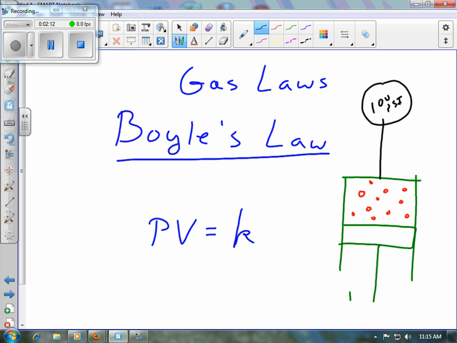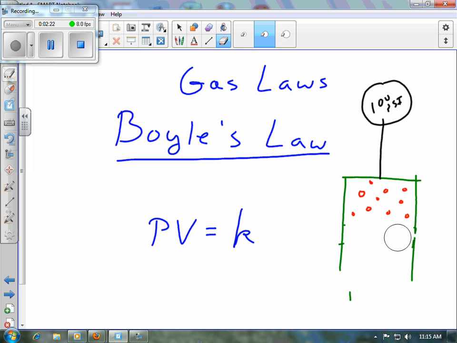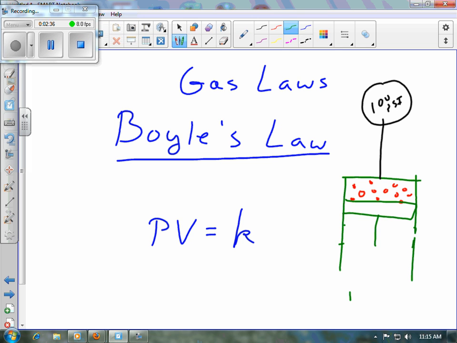Now you are going to cut the volume in half by compressing the gas, by moving the piston up. Now I'm erasing some of these molecules, but in reality they're just getting squished. So now there's more of them in one place, right? The cylinder has gotten half the size. Well, the volume got cut in half, so the pressure now has to be twice what it was before. So now we have 200 psi.